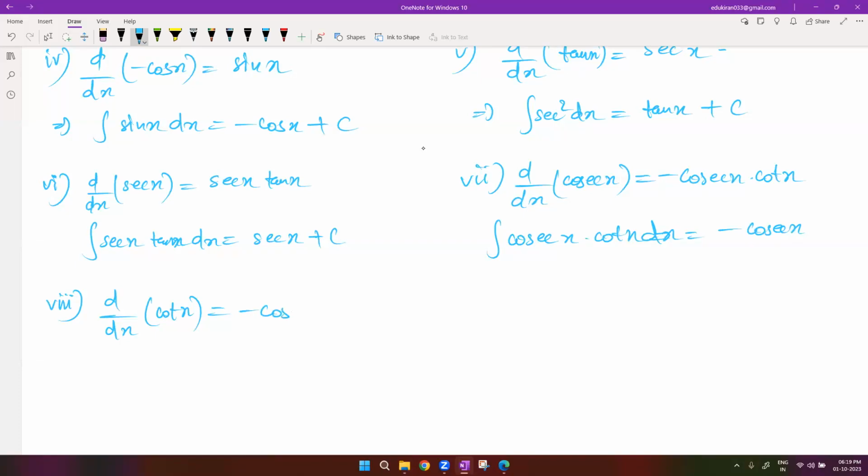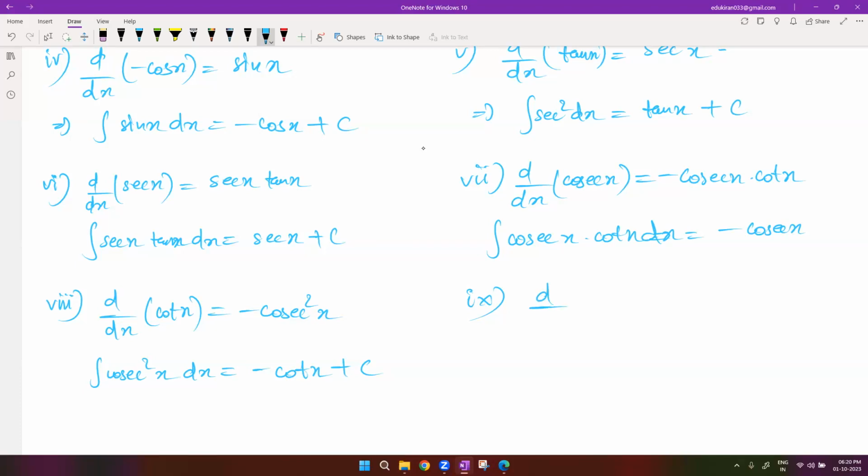And the differentiation of cot x would be minus cosec square x, which means that if you integrate cosec square x, then what will you get? Sorry, my bad. You will get minus cot x. Correct?